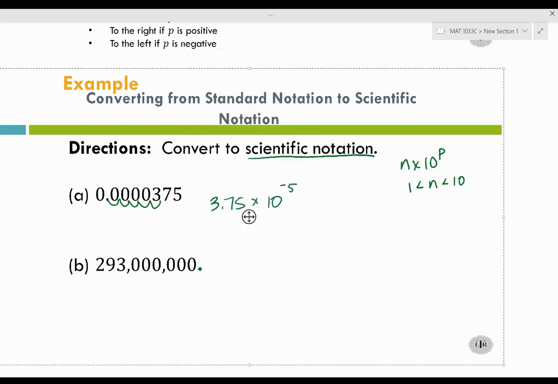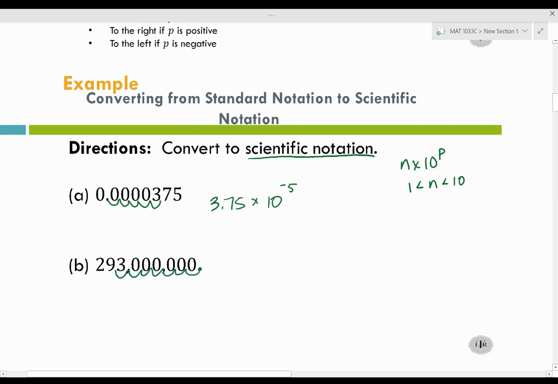So I've got 1, 2, 3, 4, 5, 6, 7. When I moved it there, did I move it far enough? Well, the number has to be between 1 and 10. This would be 29.3, so that's still too big, which means I have to move the decimal place one more. That gives me 2.93. That works. So I have 2.93 times 10. Let's make that look a little better.